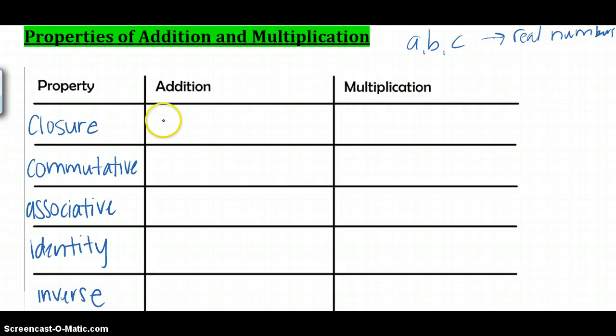Closure says if you add two real numbers, whatever they are, I'm just going to use A and B, because it could be 4 and 7, 2 and 8, it doesn't matter what number. So I'm just going to make it a letter to stand for the number. So if you add two real numbers, when you add them, they're still real numbers. Same thing with multiplication. If you multiply them, it's still going to be a real number.